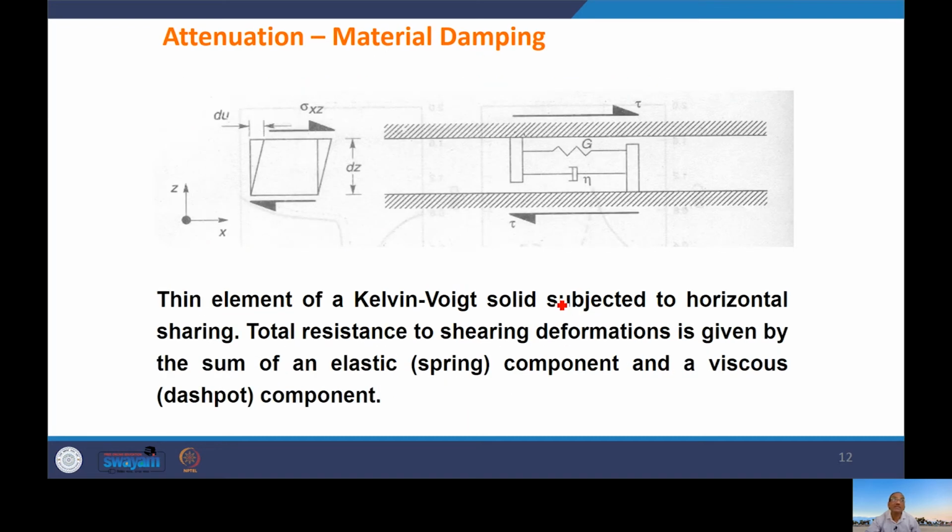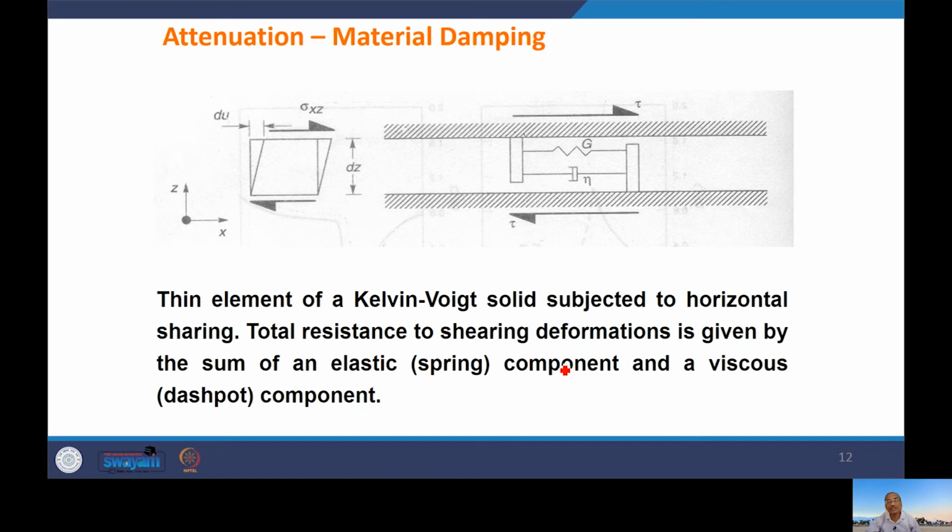So to represent the material damping here, you could see there is a layer of the material. Within this layer, the connection can be represented with a spring with a stiffness G, the shear modulus, and eta, which is nothing but viscosity. This element is subjected to shearing. Shear force is applied, shear stress is applied, thickness of the element is dz, so the movement of one face is du. So what you have here is a thin element of a Kelvin-Voigt solid, which is subjected to horizontal shearing.